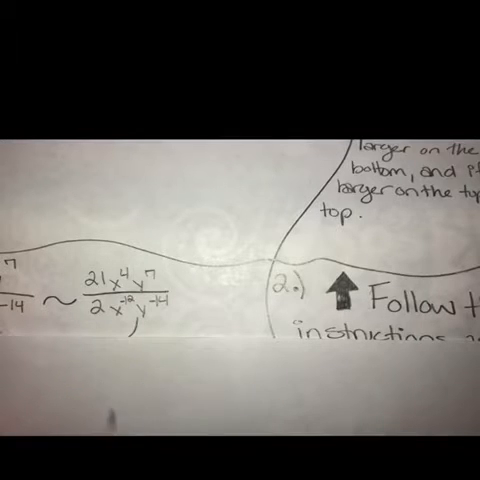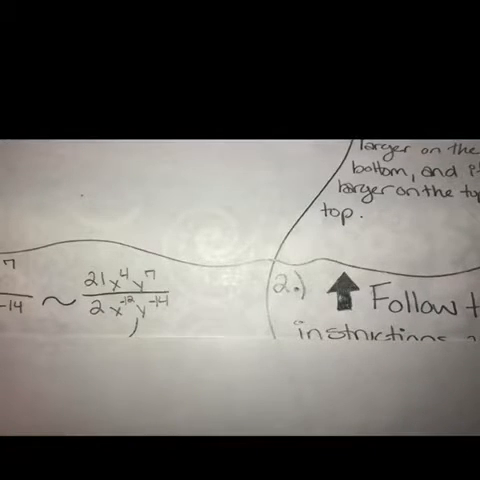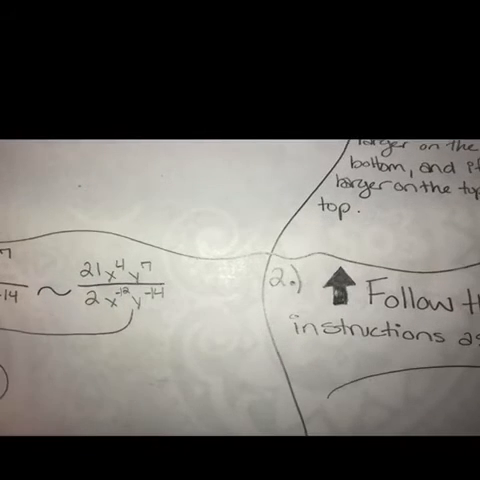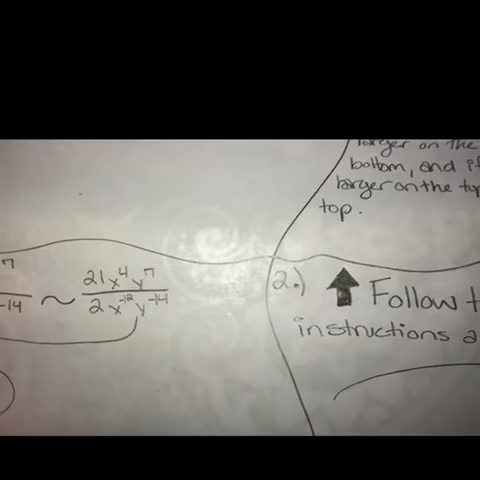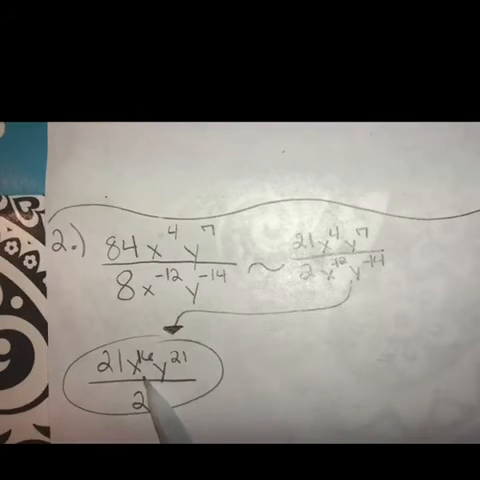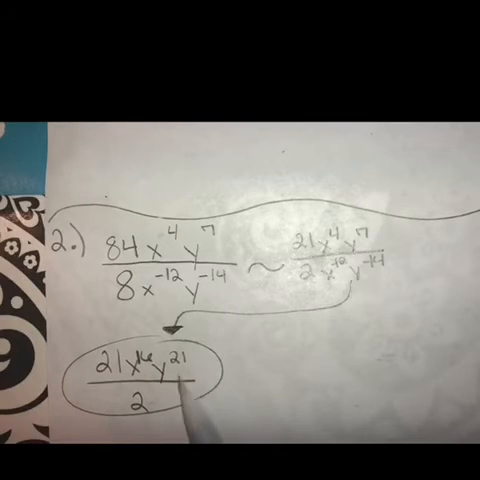Now we have to subtract our exponents. So we're going to say 4 minus negative 12 and 7 minus negative 14. Our final answer, since 21 over 2 cannot be reduced anymore, our final answer is 21 x to the 16th power y to the 21st power over 2.